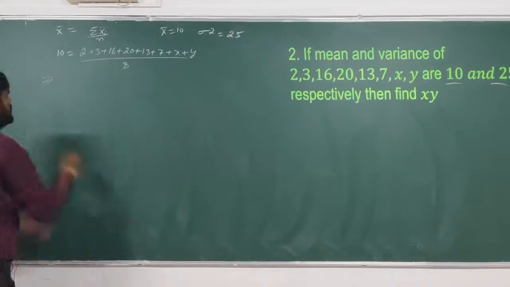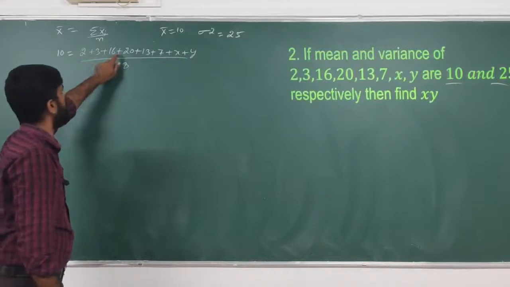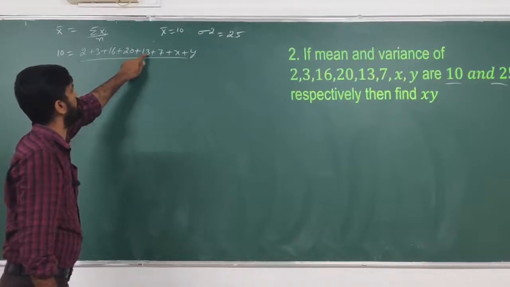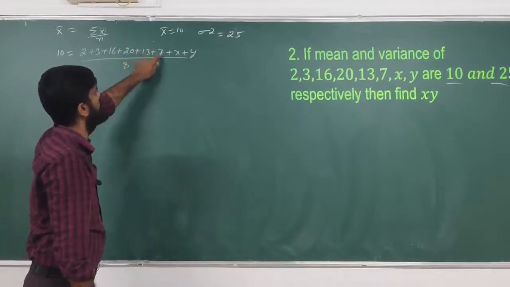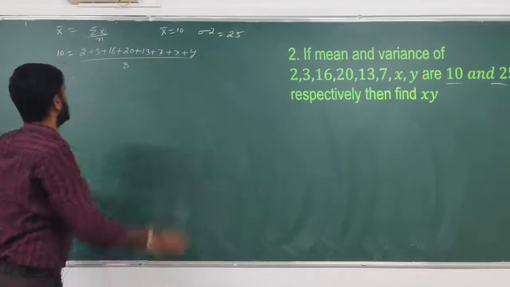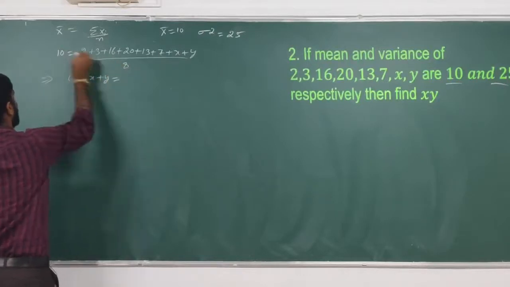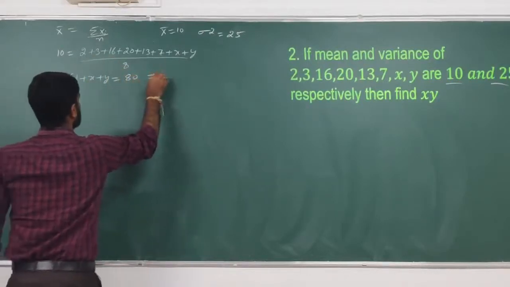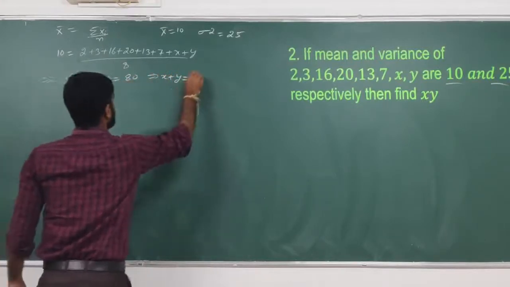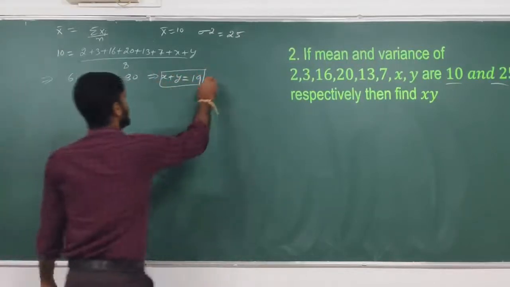So this implies 2 plus 3 is 5. 5 plus 16 is 21. 21 plus 20 is 41. 41 plus 13 is 54. 54 plus 7 is 61. 61 plus x plus y is equal to 8 into 10, that is 80. So x plus y is equal to 80 minus 61, that is 19. The value of x plus y is 19. Call this equation 1.